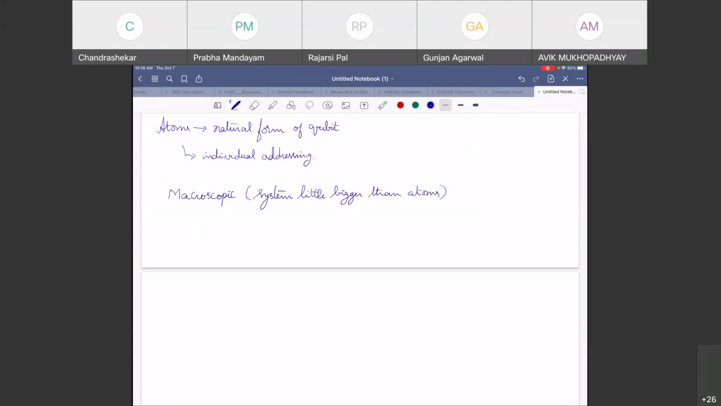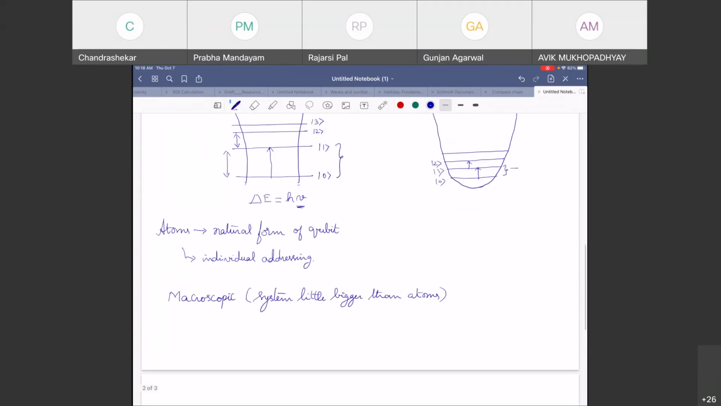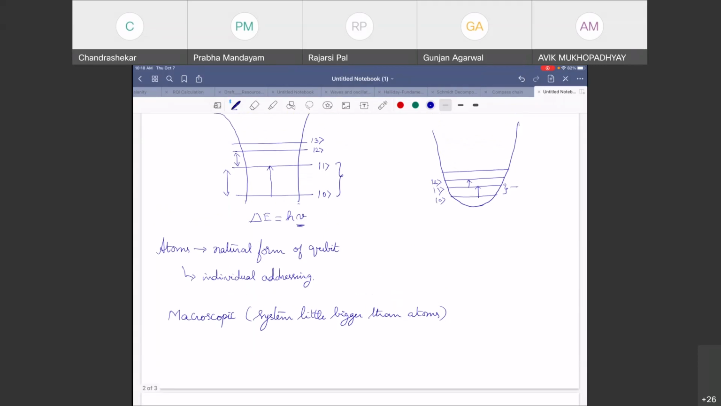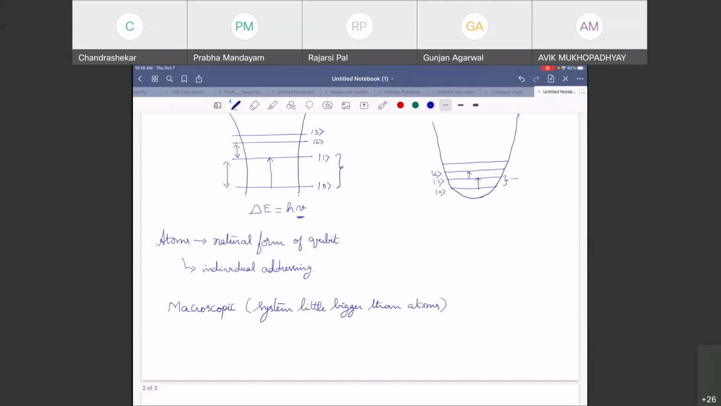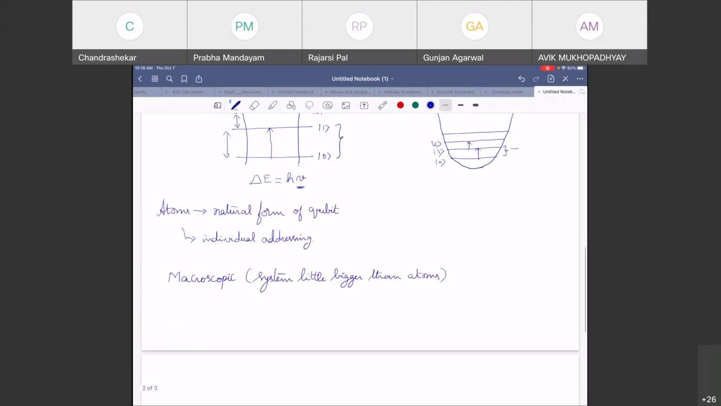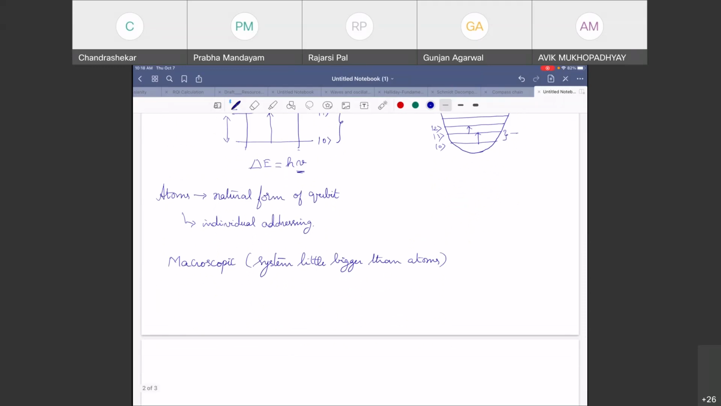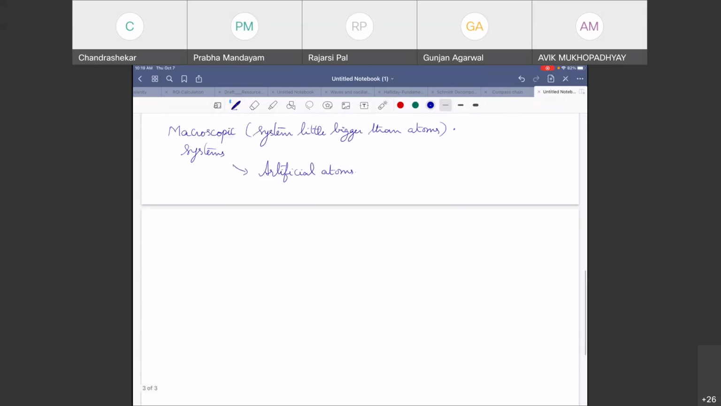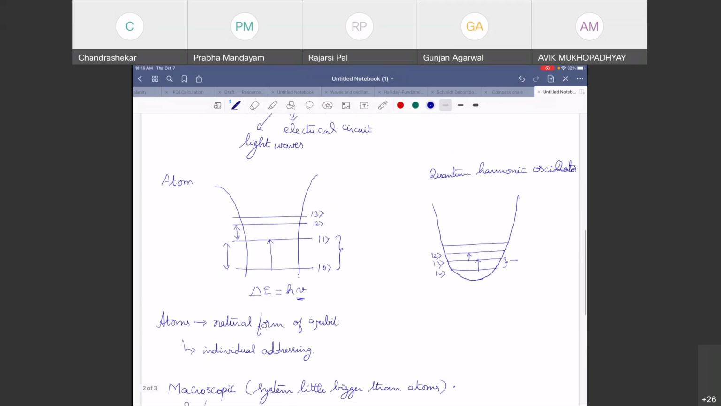And you will have to try to create an atomic kind of spectrum in that. You should have some kind of anharmonicity between the levels such that you will be able to isolate two levels and use them as a qubit. These kinds of macroscopic systems are called artificial atoms. So we can use artificial atoms for creating qubits.